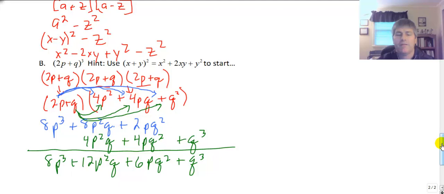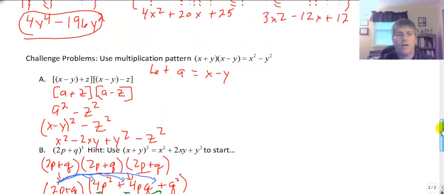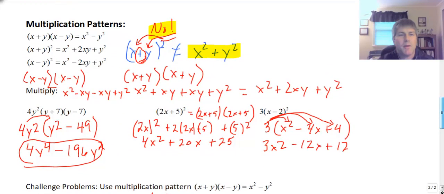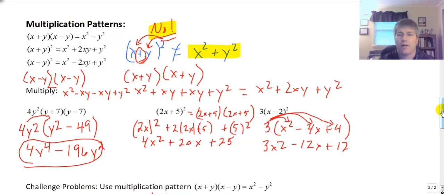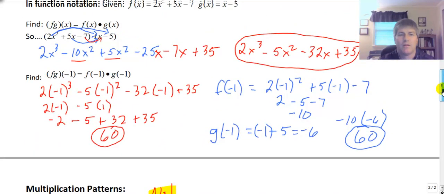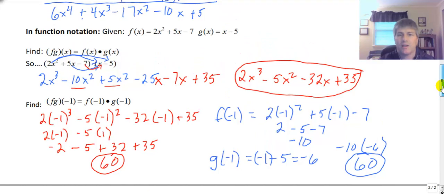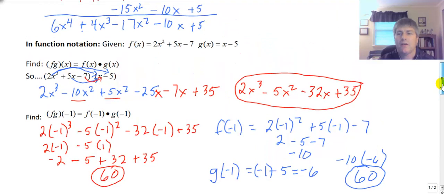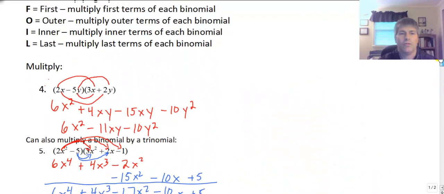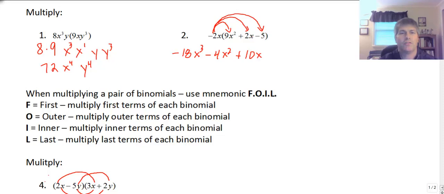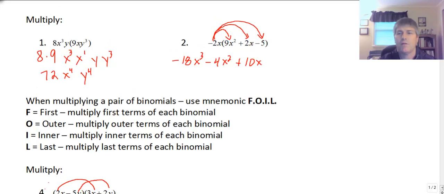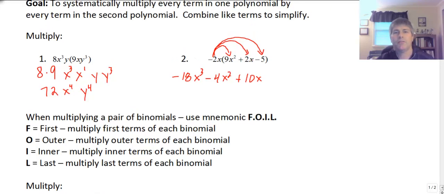So we've shown examples of how to FOIL. We've reviewed our multiplication patterns. You'll have to memorize those. I encourage you to work on that right away. We've shown some examples where we've applied those multiplication patterns. We've showed function notation, how to use functions, and you'll see some examples of those. And then we started with just multiplying a couple of monomials together and applying our laws of exponents. So that takes care of multiplying polynomials, and we will see you in class.